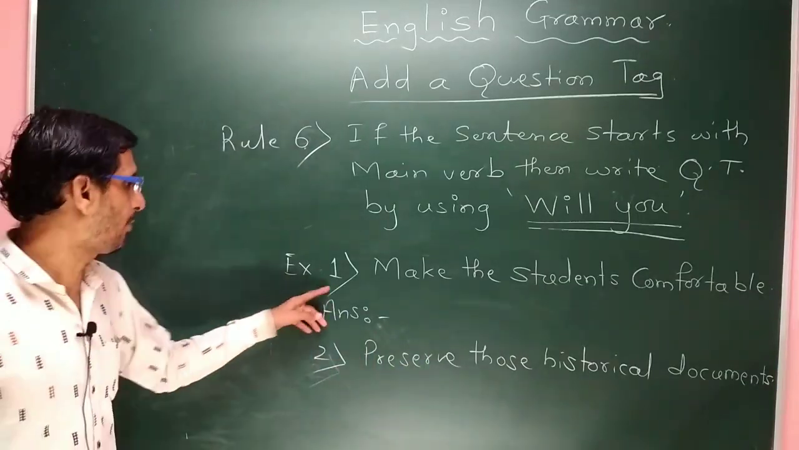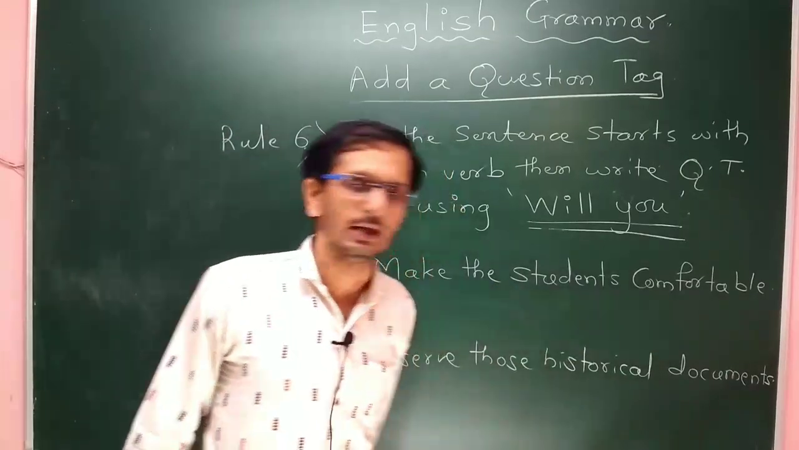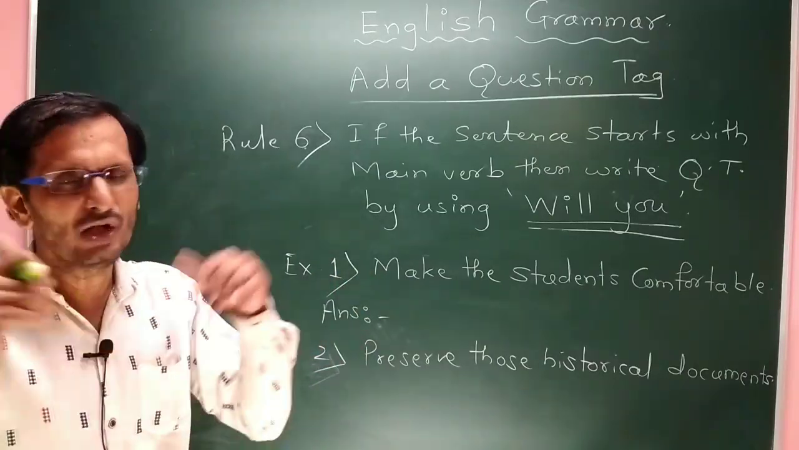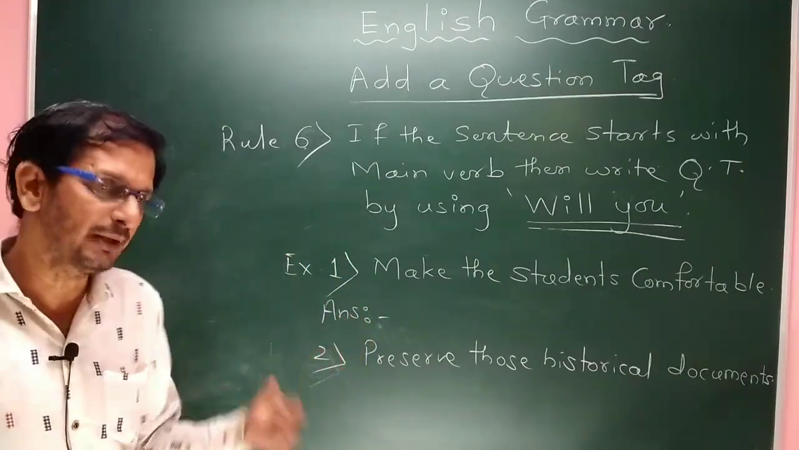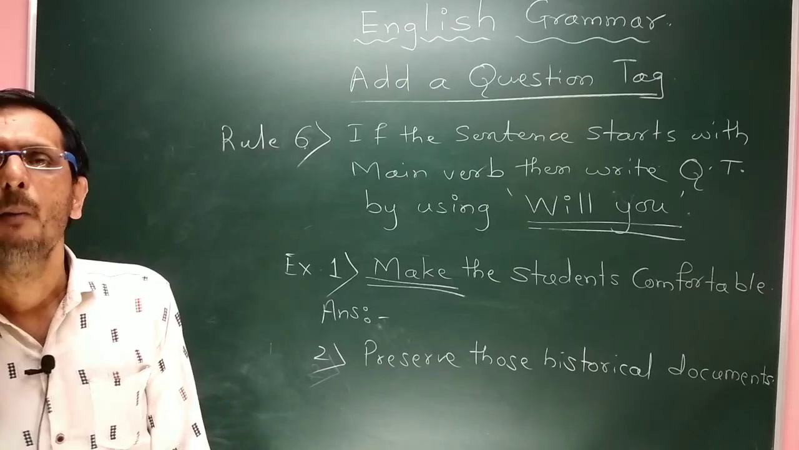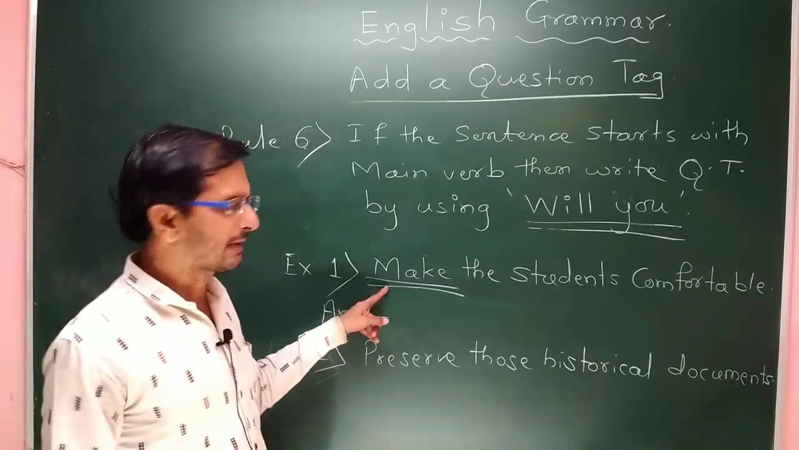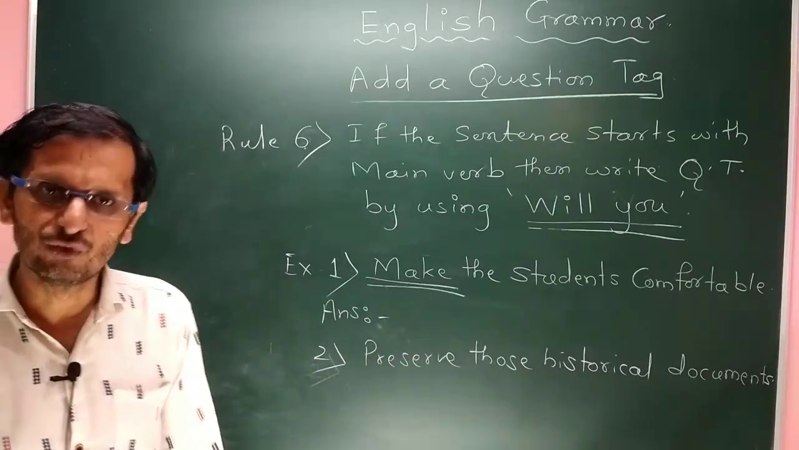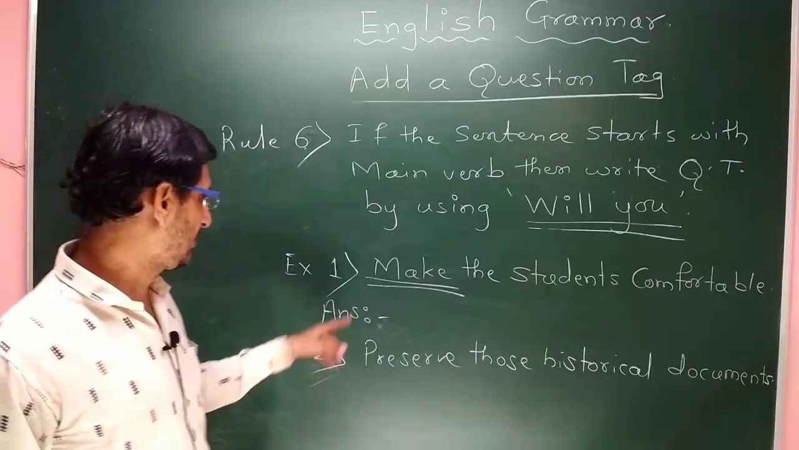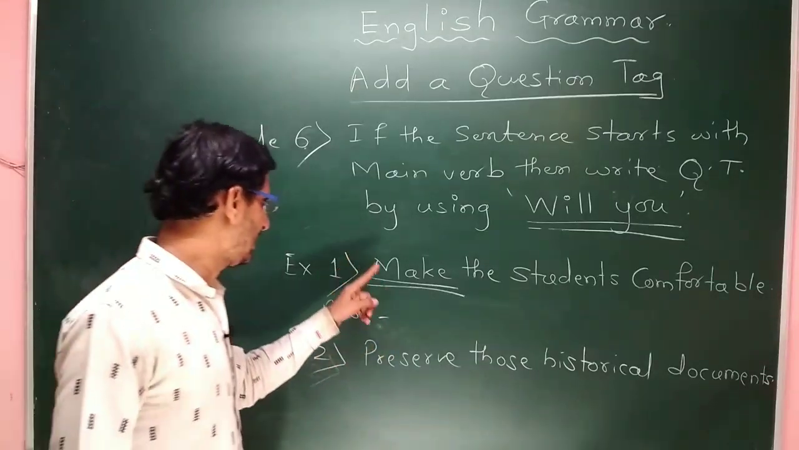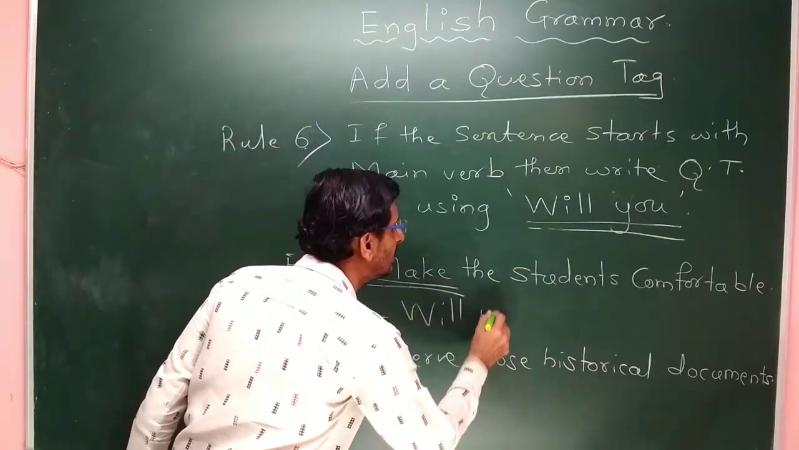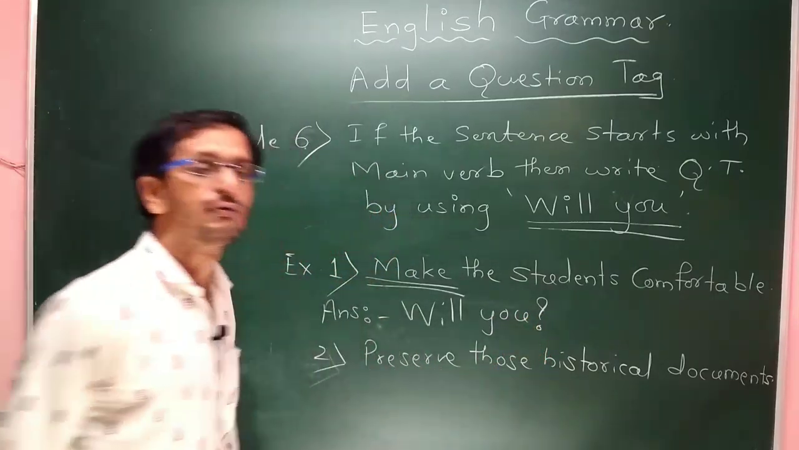We'll go for example number 1. Make the students comfortable. Here there is no helping verb, and you will not find any helping verb in such kinds of sentences. There is only one verb, that is make, and make is the main verb. In such a sentence, when the sentence starts with the main verb, you don't have to look for the tense of the sentence. You just directly look at whether the sentence starts with the main verb. If it does, don't read anything else, just write down the answer will you. You will get full marks.